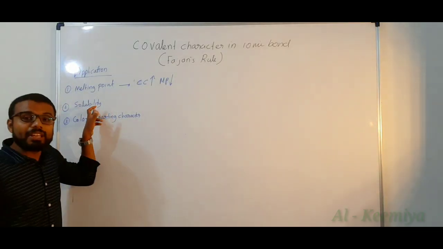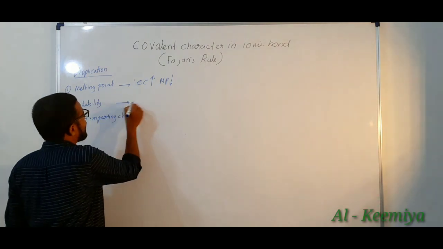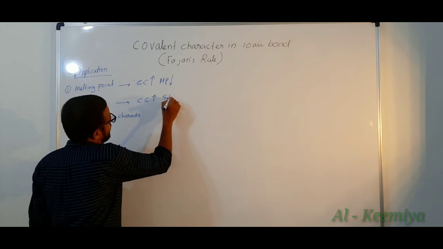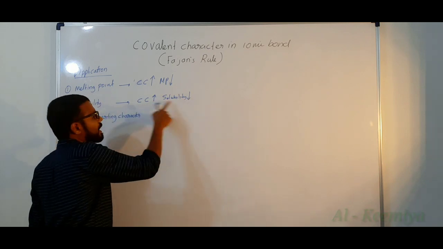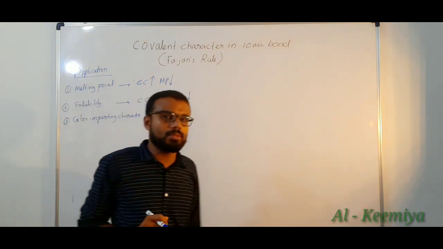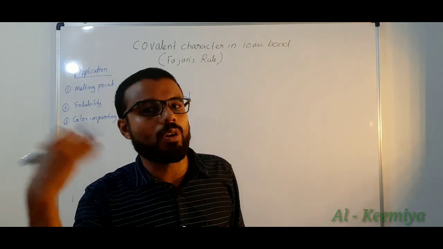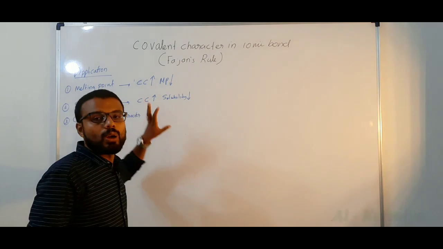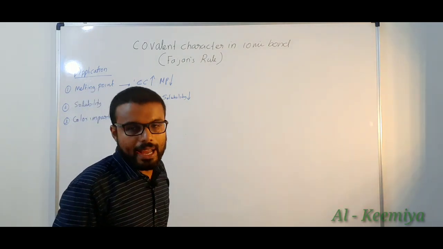Next is the second application: solubility in water. Higher the covalent character, lower the solubility in water. We know that ionic compounds are generally soluble in water. When the ionic character decreases, that is, covalent character increases, solubility decreases. So higher the covalent character, lower will be the solubility in water. Okay, we can have some examples.